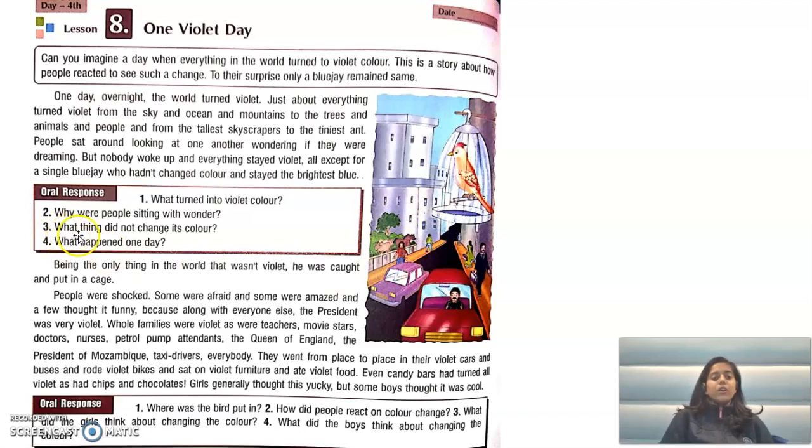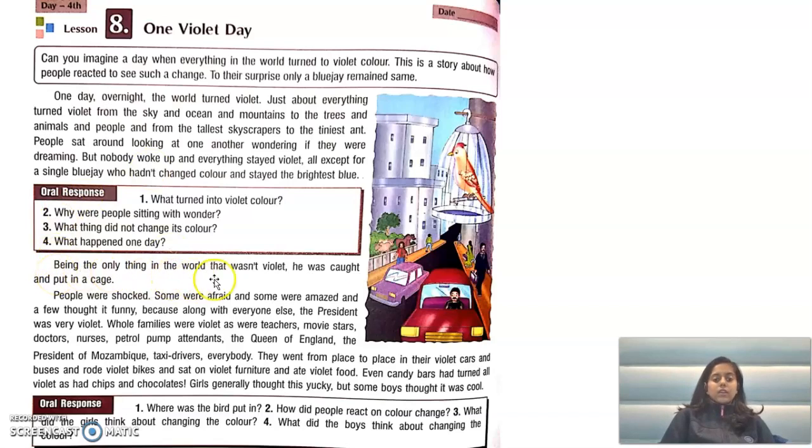Third one, what thing did not change its color? A blue jay did not change its color, and it remained the brightest blue. What happened one day? One day, overnight, the whole world turned violet.